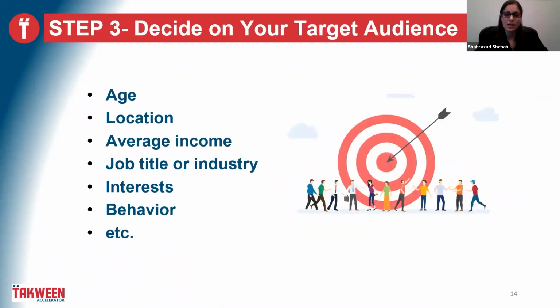Okay. Step number 3 is to decide on your target audience. Knowing who your audience is and what they want to see on social media is key. That way you can create content that they will like, comment on, and share. So it's very important to get to know your fans, your followers, and your customers' wants and needs. By doing this, you will know how to target and engage them on social media.